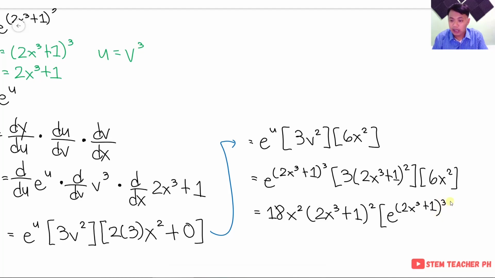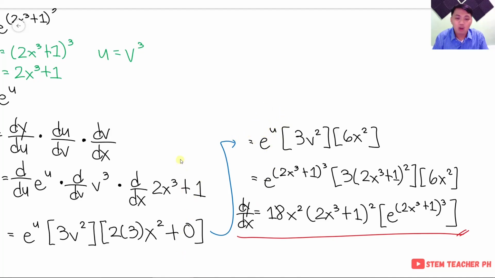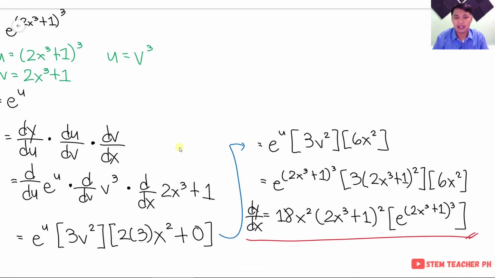This is raised to 3. Now, this is our derivative. This is our final answer. Ito yung dy over dx. As you can see, madali lang naman kuhanin yung derivative ng e raised to u. Ang medyo naging komplikado lang ay yung paggamit natin ng chain rule, in this case, 2 beses. So, this is it for our example number 3.